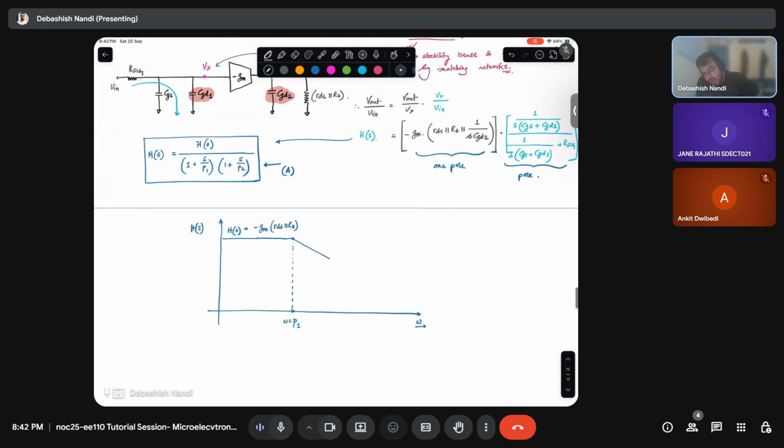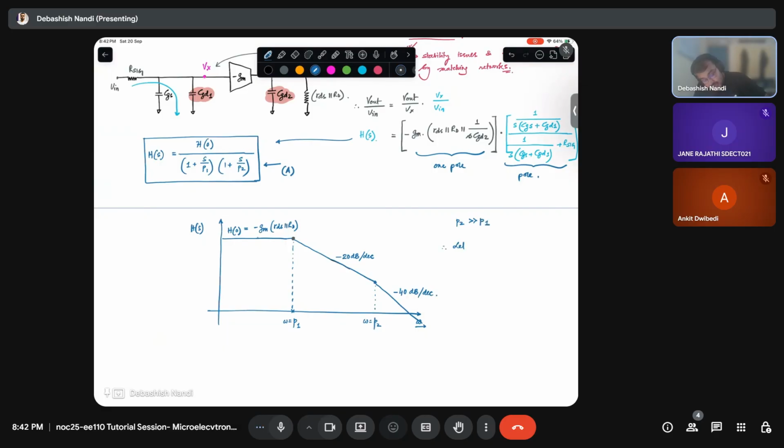Now let's say you have a frequency. It will have a minus 20 dB per decade slope, and then after some time it will hit another pole, this P2. And what will be the slope after that? It will have minus 40 dB per decade slope. Why am I telling this? Because I have assumed that P2 is greater than P1.